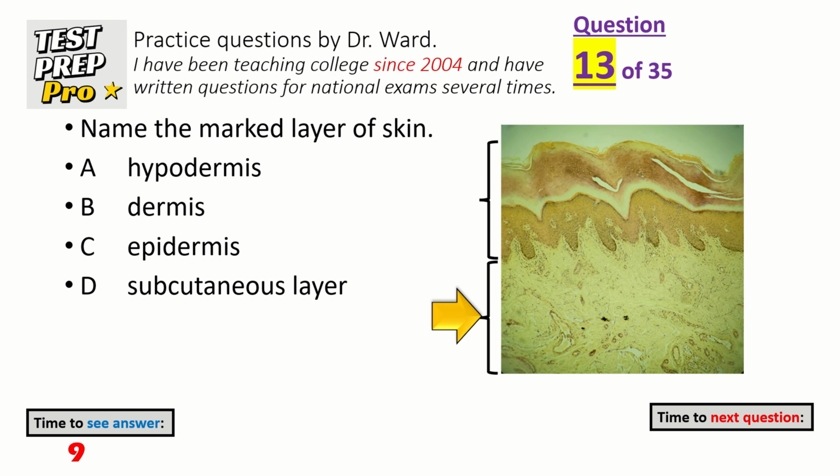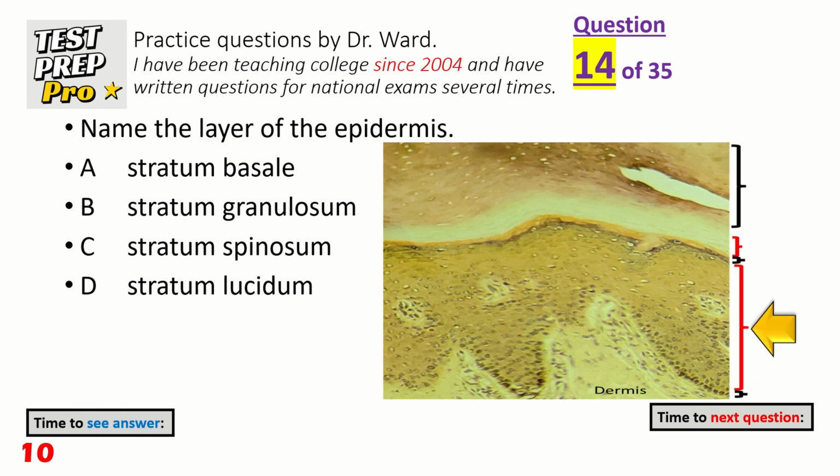Name the marked layer of skin. It's not the top layer, but the layer just below the top. Got lots of collagen fibers in it. It's the dermis. Name the layer of the epidermis. This isn't the very bottom layer of the epidermis, but it's one layer up from that. And what stratum is that called? Stratum spinosum.